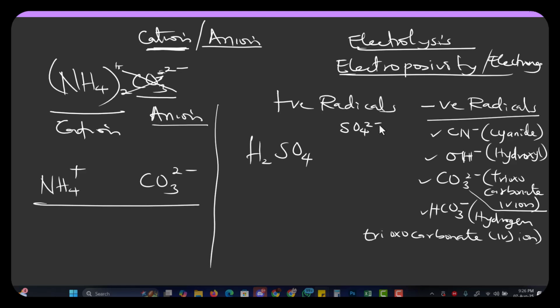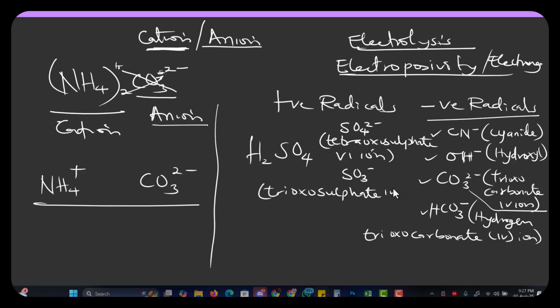Aside from that, we also have SO4 2 minus, the sulfate ion, tetraoxosulfate VI ion. This is tetraoxosulfate VI ion. Then we also have the sulfite ion, trioxosulfate IV ion. This is sulfite, so we also have trioxosulfate IV ion.